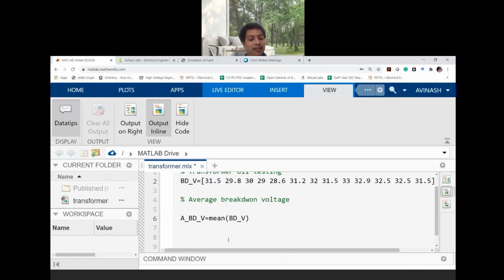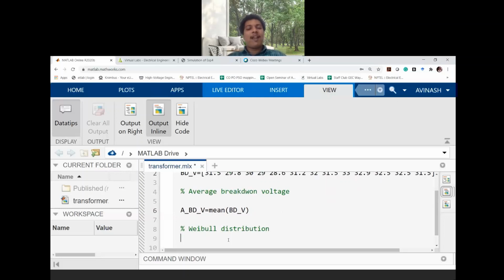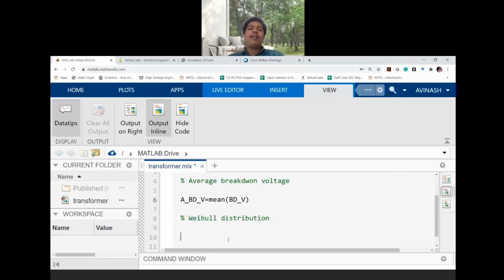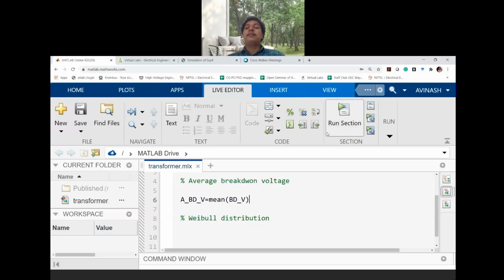That is one result. Now the second part: as I said, we have to see the variable distribution. For that, let us first plot the variable plot. Or let us do one thing. Till here, the average breakdown voltage is there. Till that, we will run it first and see.